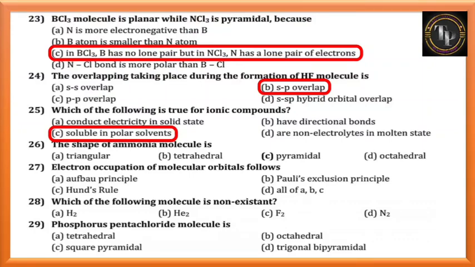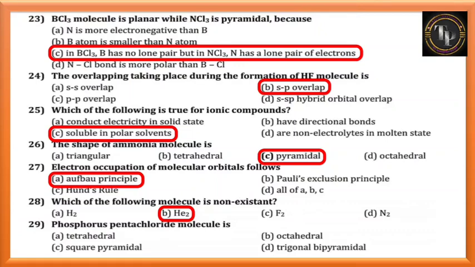The shape of ammonia molecule is pyramidal. Electron occupation of molecular orbital follows the above principle. Which of the following molecules is non-existent? Helium, because for helium, if you take a molecular orbital diagram and write it, the bond order is 0. So if bond order is 0, it means He2 is not possible because there is no bond.